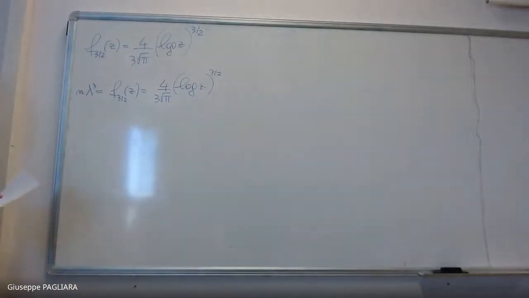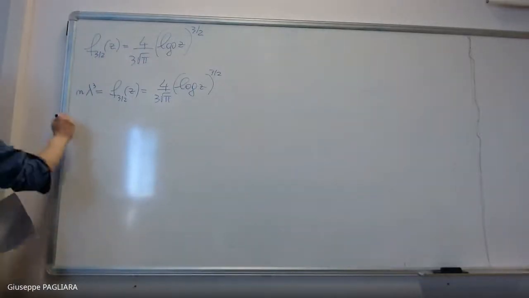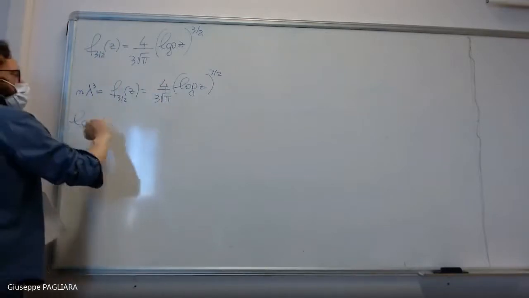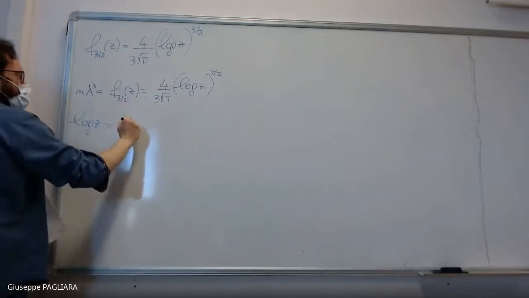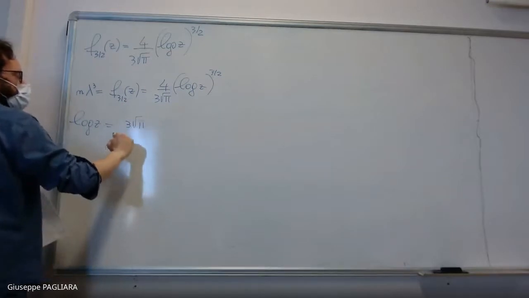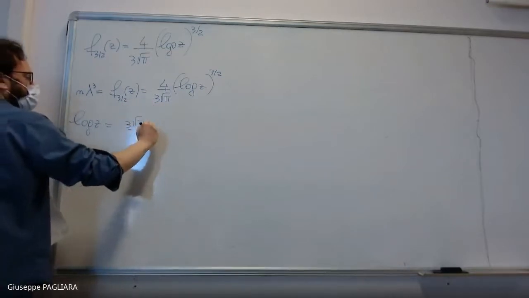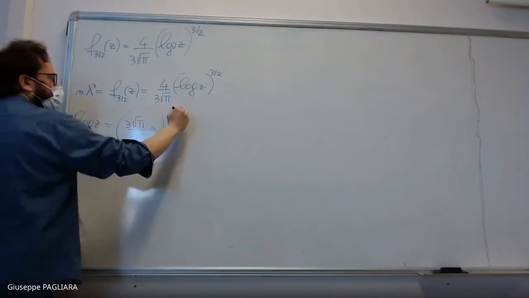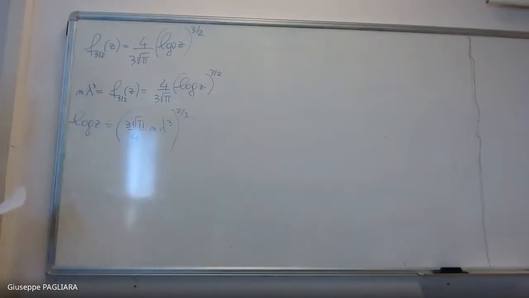From which I get that the log of z is 3 square root of pi divided by 4 and lambda cubed to the power of 2/3. Log of z is this quantity here, 3 square root of pi. Okay, great.